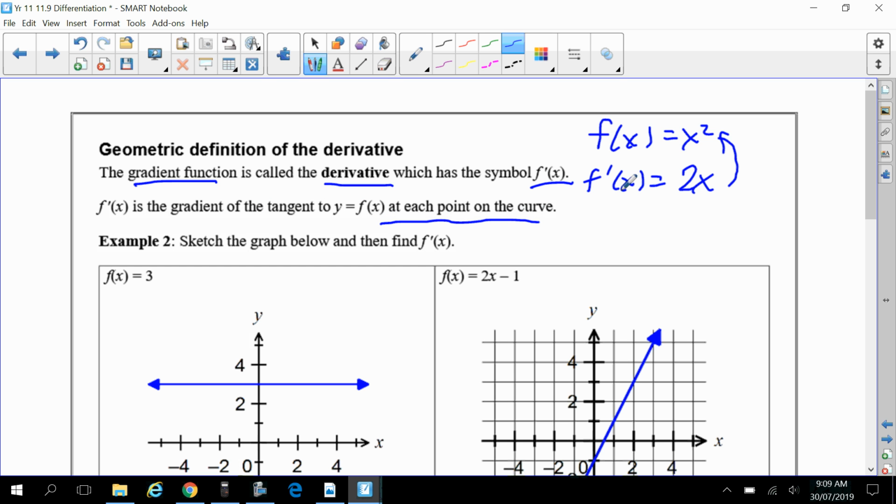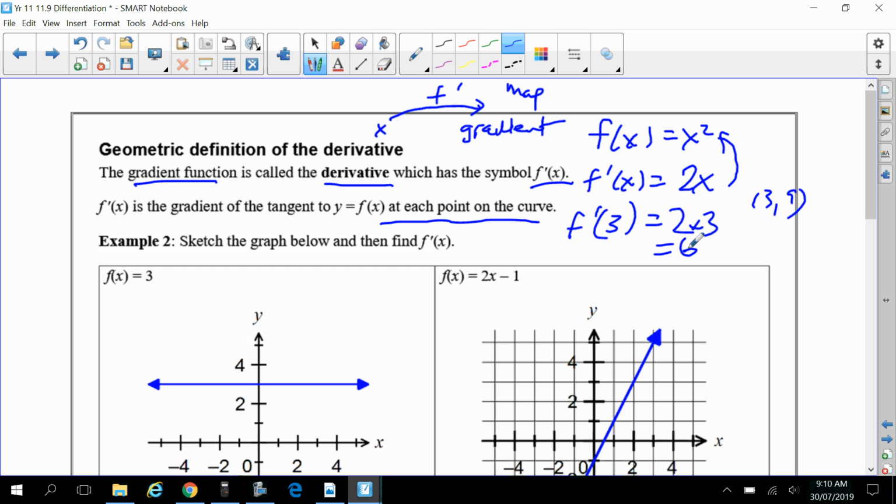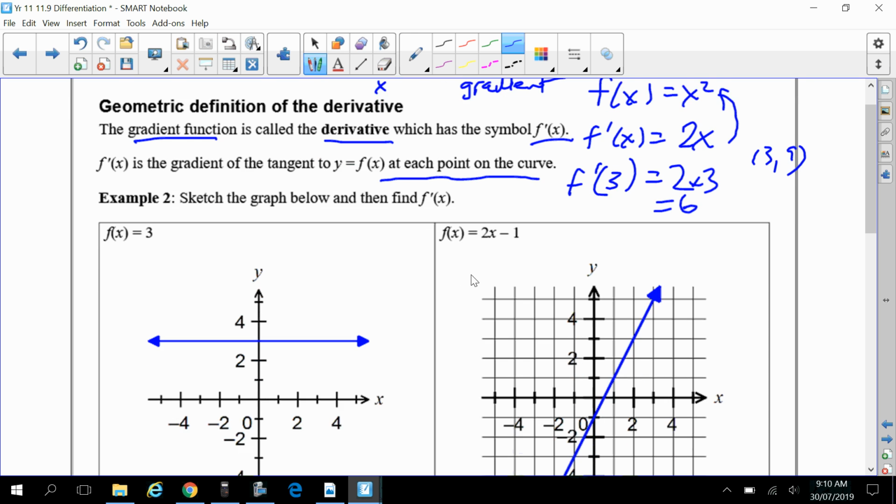It is the gradient function. So for example, remember before, I want to find the gradient at this point. I just have to substitute, right? It's a function that maps the x value to the gradient. It's a map. Connect the x value to the gradient, right? It's a rule. So you just do 2 times 3, 6, right? Pretty convenient. And you can go backwards: given the gradient, I could find the x values. So you go both ways. All right, cool. So sketch the graph below and then find f dash of x.